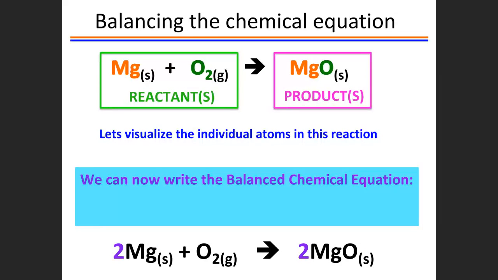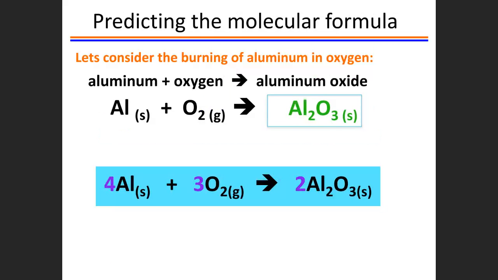Okay, now we know the balancing, so we can skip here. This is the easiest one. Here is another example of a chemical reaction, and the title tells us it is about predicting the molecular formula. Okay, let's consider the burning of aluminum in oxygen, as I just said, so aluminum plus oxygen. Aluminum foil is the practical or daily life example, that's why I told you. So aluminum is a solid and oxygen is a gas.